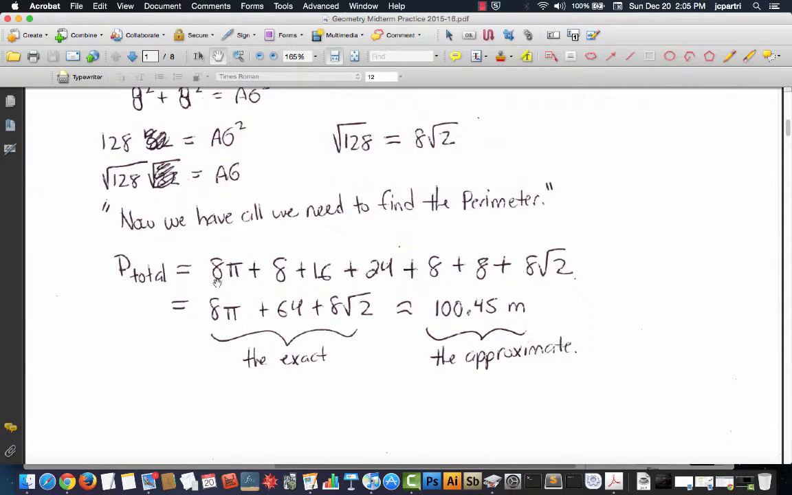The total perimeter is 8 pi plus 8 plus 16 plus 24 plus 8 plus 8 plus 8 square roots of 2. Combining like terms, we get 8 pi plus 64 plus 8 square roots of 2 meters, and that's the exact perimeter. To get the approximate to the nearest hundredth, we plug this into our calculator, and we get a perimeter of about 100.45 meters, and that's the approximate.